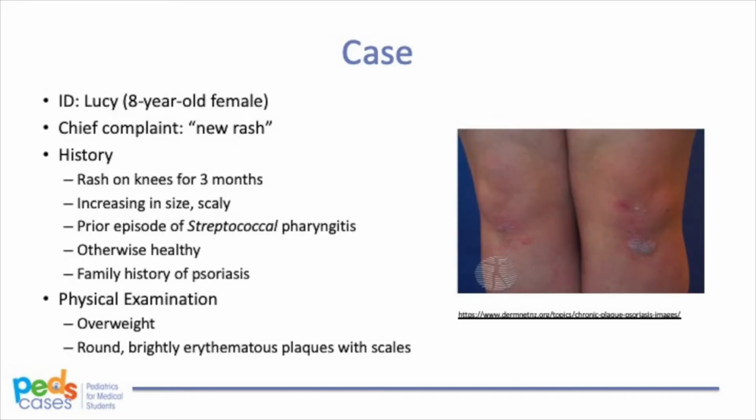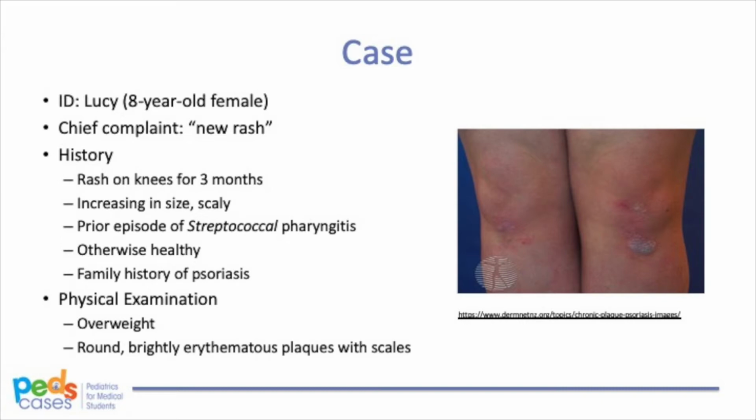First, we would like to present a case. It is your day at an urban pediatric clinic as a fourth-year elective student. Your first patient is Lucy, an 8-year-old girl brought in by her mother for the concern of a newly developed rash. On history, Lucy has had the rash on her knees for about 3 months. The rash has gradually increased in size and has become quite scaly. When Lucy scratches, her mother also notices some bleeding. The mother is quite concerned because the rash has made many kids at school avoid Lucy.